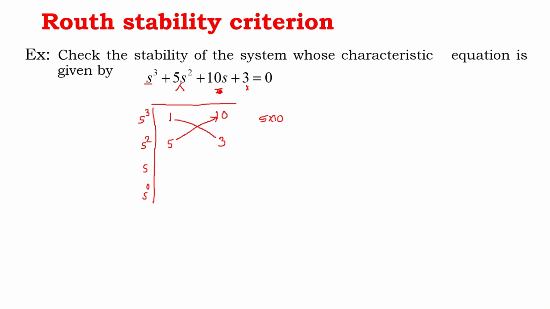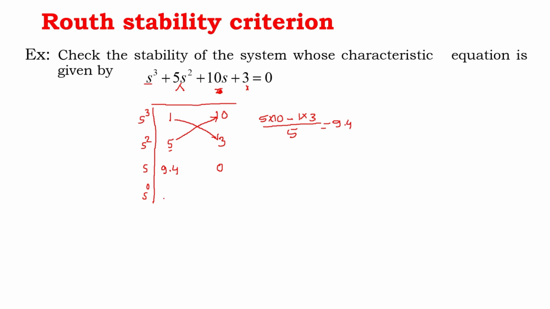Next one is 1 into 3 minus 1 into 3 divided by this 5. So the answer of this one is 9.4. So let us write the answer, that is 9.4 here. Now the next, these two terms are not available here, so obviously if terms are not available, then you can put it 0. Then let us calculate that.